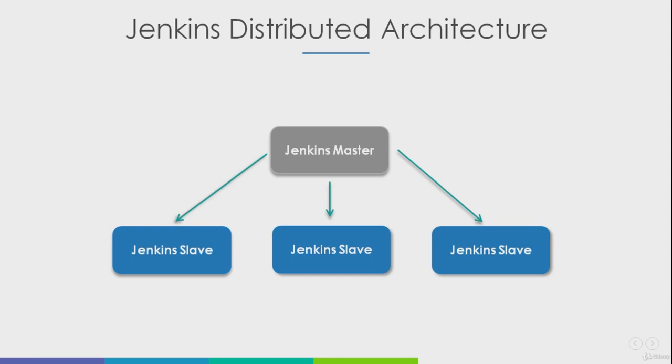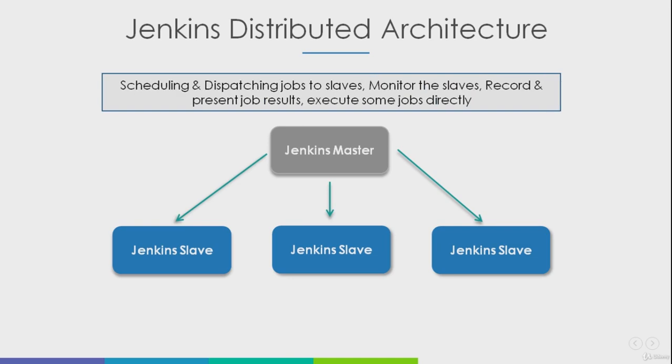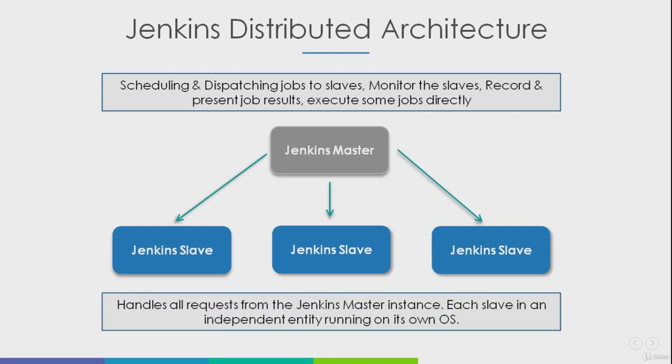In this case, Jenkins will have several instances or nodes known as slaves that will be responsible for running the jobs, while there is one main instance known as the master responsible for managing the slaves. So the Jenkins master will take care of scheduling the jobs, dispatching the jobs to the slaves for the actual execution, monitoring the slaves, probably taking them online and offline as required, recording and presenting the job results, and of course, if needed, it can also execute some jobs directly. The Jenkins slave, on the other hand, basically handles all the requests from the Jenkins master instance. Please note that the slaves can run on a variety of different operating systems.